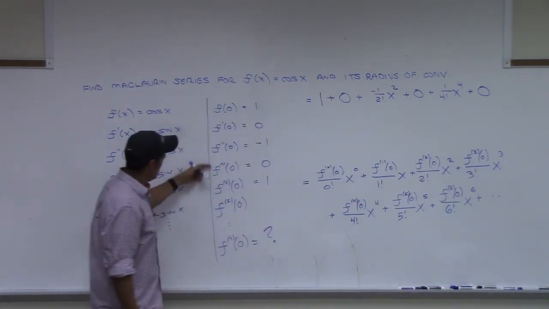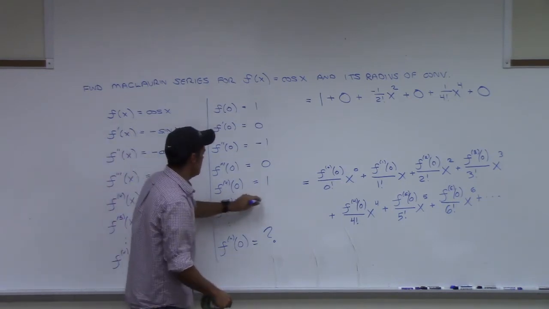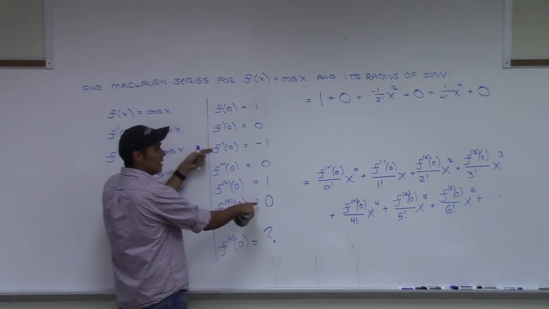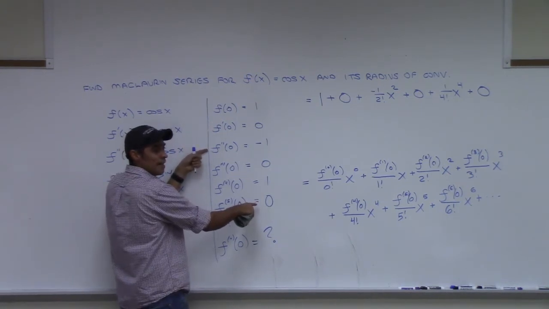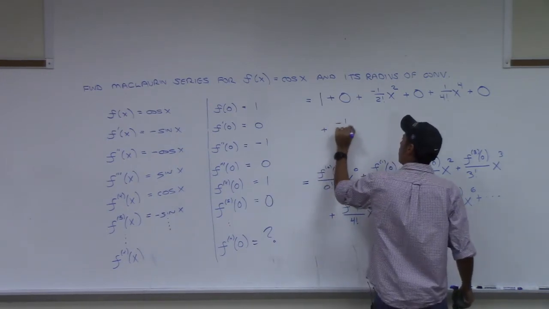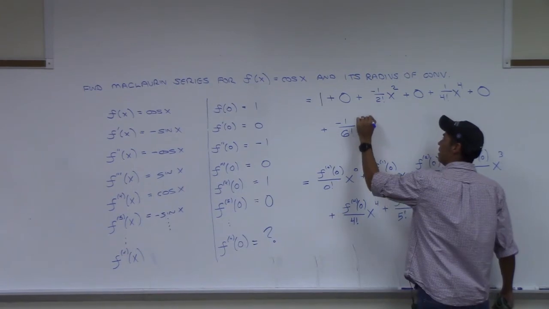So we've got to repeat this pattern. It was 1, 0, 1, 0, and then what? Negative? So we should have a negative 1. So I'll do it right here. Plus negative 1 over what? 6 factorial x to the 6th.